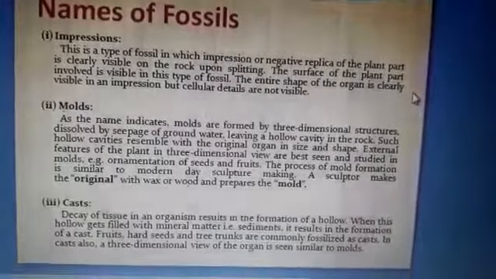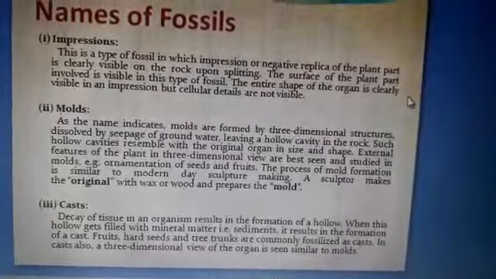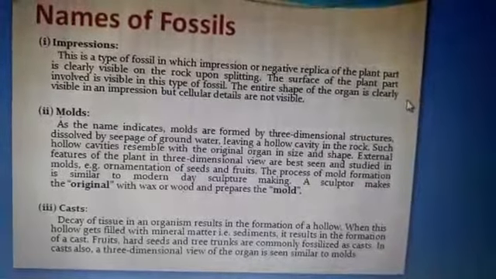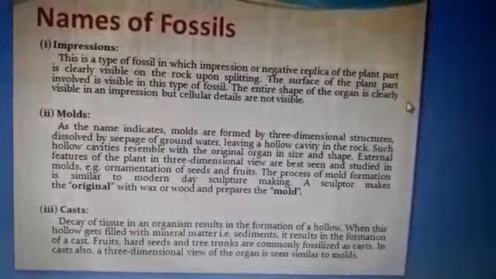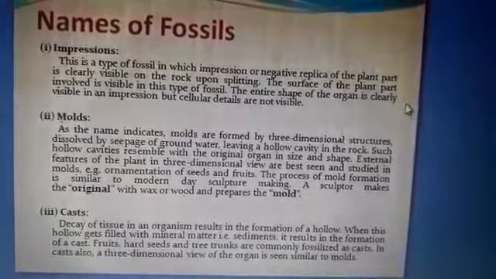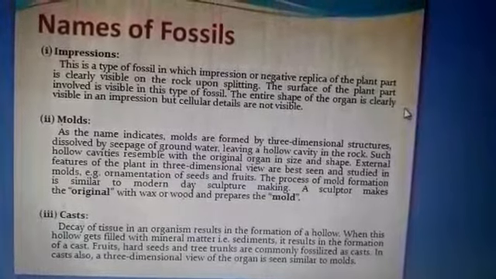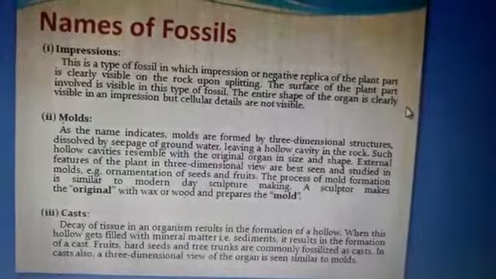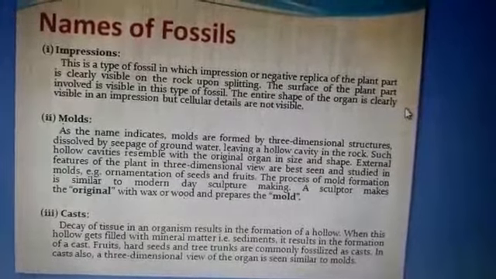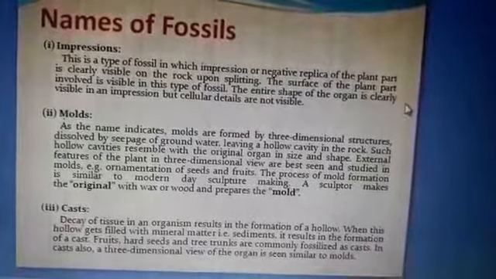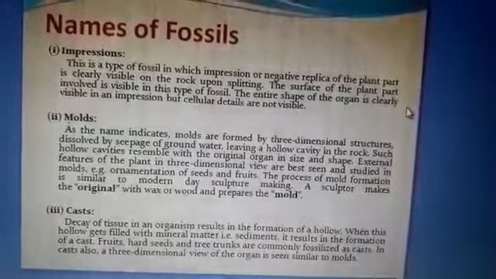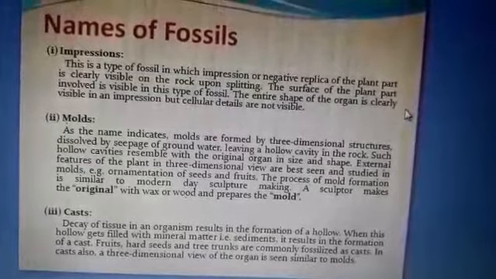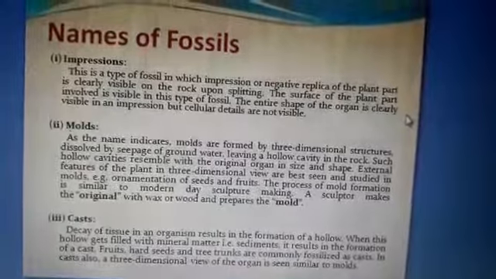Cast: the decay of tissue in an organism results in the formation of a hollow. When this hollow gets filled with mineral matter such as sediments, it results in the formation of a cast. For example, fruits, hard seeds, and tree trunks are commonly fossilized as casts.